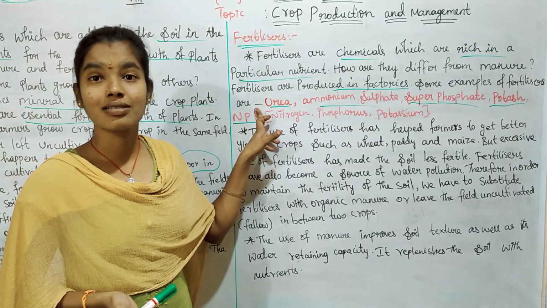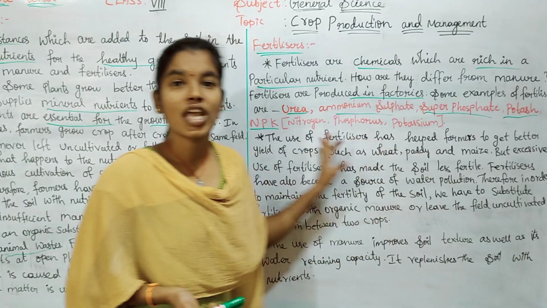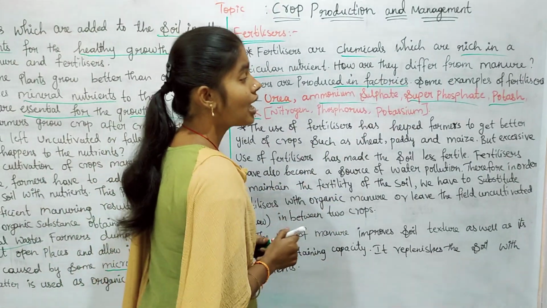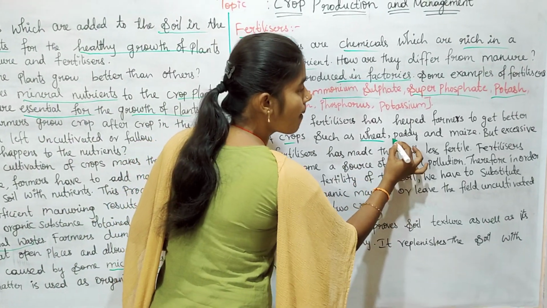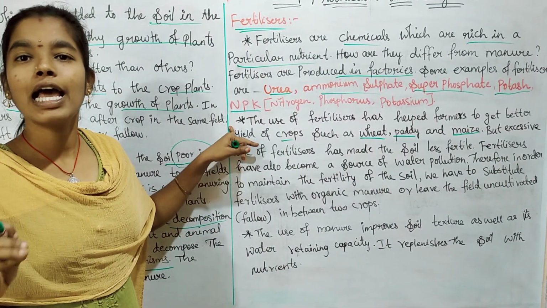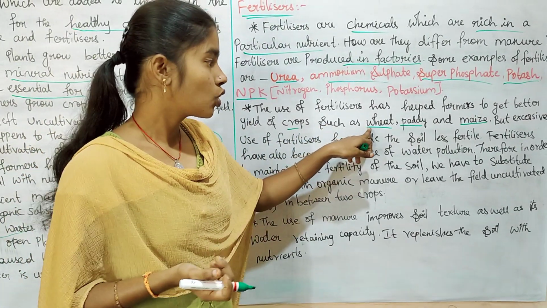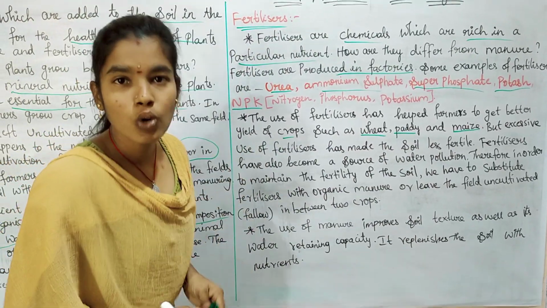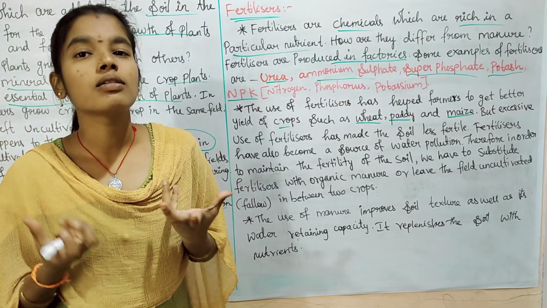Examples of fertilizers are urea, ammonium sulfate, superphosphate, potash, and NPK: nitrogen, phosphorus and potassium. The use of fertilizers has helped farmers get a better yield of crops such as wheat, paddy and maize. This is the advantage: if you use fertilizers, they will give a better yield.